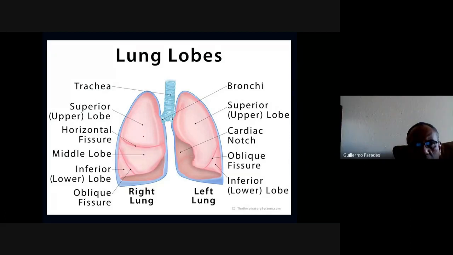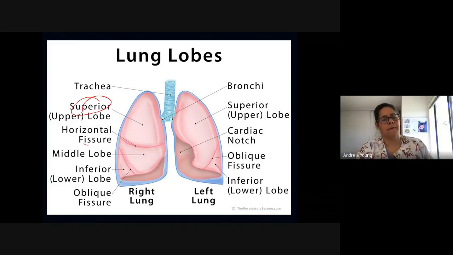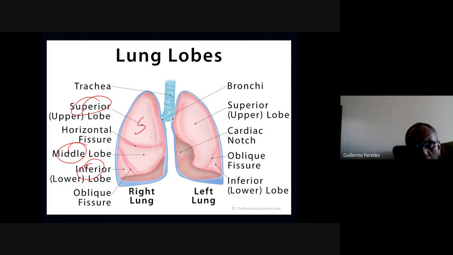Now, the lung lobes. On the right lung we have three lobes: superior, middle, and inferior. The left has only two, the superior and the inferior. There is no middle. So how to remember that? Three: your right hand is the strongest, just as an example to remember three. And the left, weaker, two lobes. There is no relation between how strong the right and left lung are. It's just to remember. You okay?